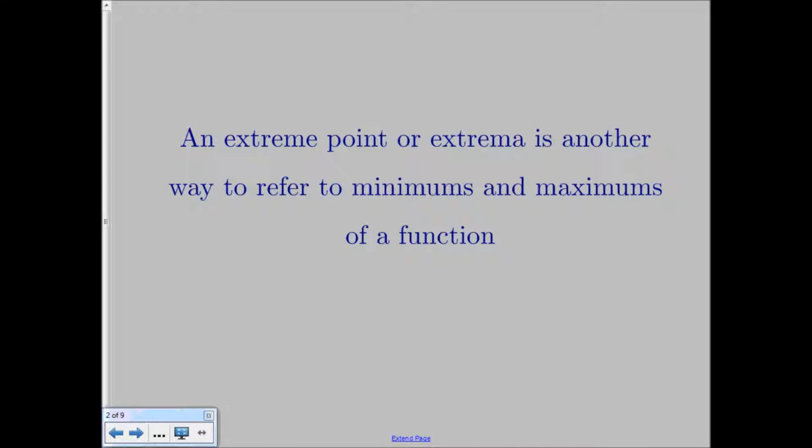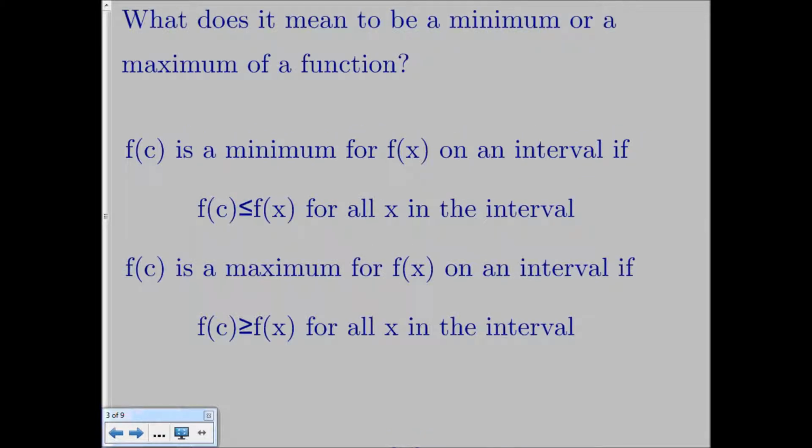And an extreme point or an extrema is just another way that we refer to minimums and maximums of a function. So an extrema is either just going to be a minimum point or a maximum point of a function. So what does it mean to be a minimum or a maximum? So f of c, so some y value, is going to be considered a minimum for your function on an interval if that y value is less than or equal to all of the other function values for all of the other x values in that interval.